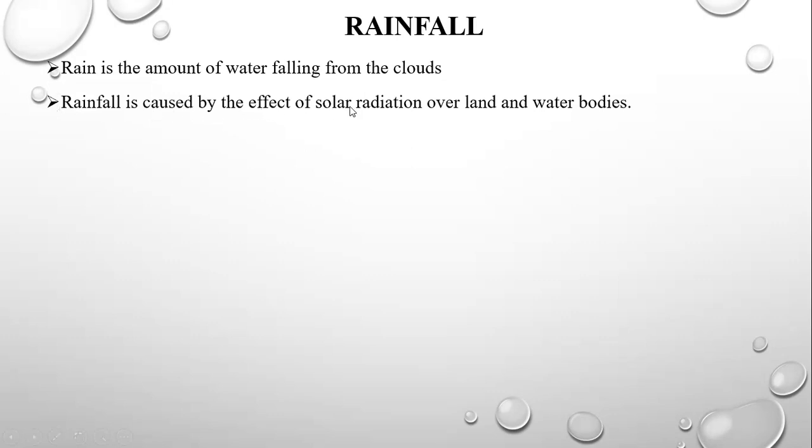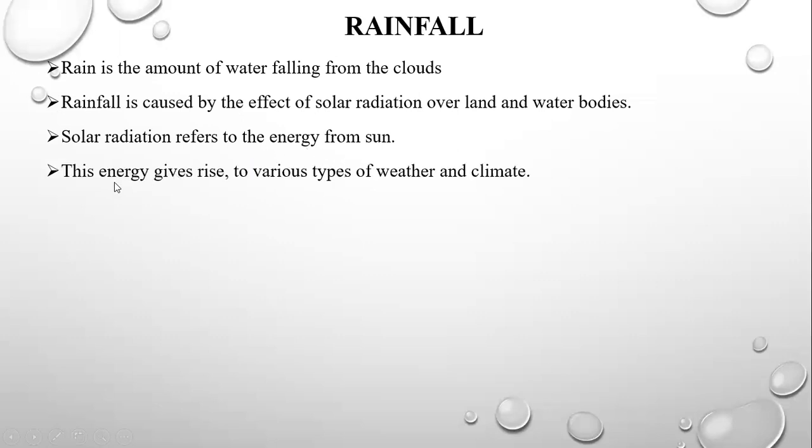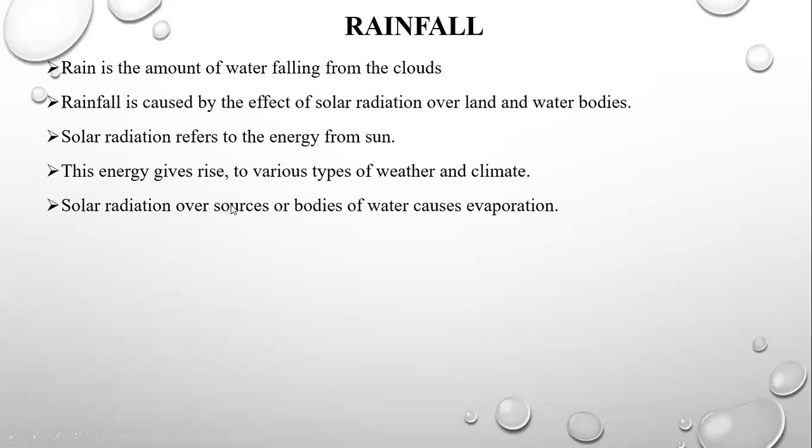Rainfall is caused by the effect of solar radiation. Now, when you just see the term or the word solar, what should come into your mind is the sun. So rainfall is caused by the effect of solar radiation over land and water bodies. So solar radiation refers to the energy from the sun. So this energy gives rise to various types of weather and climate. Now, solar radiation over sources or bodies of water causes evaporation.